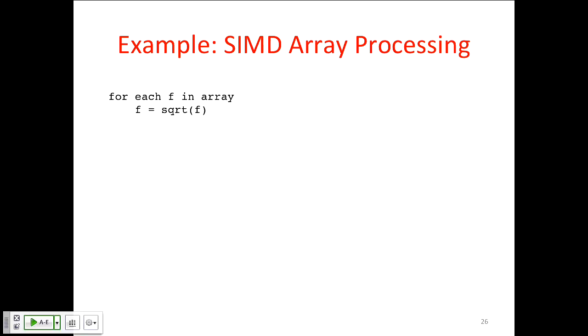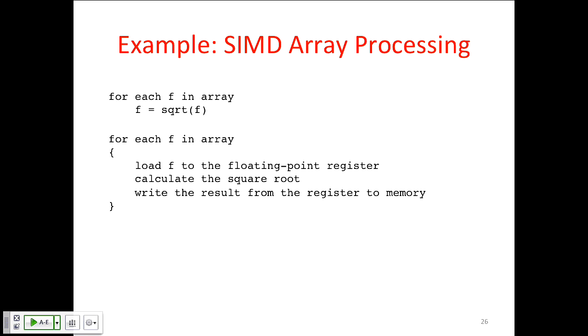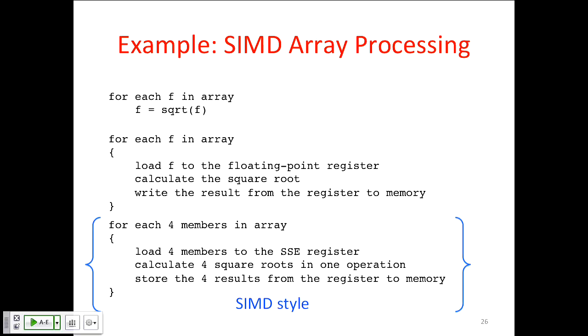So let's take a look at some simple operation you want to do. Say you want to take the square root of every element of an array. So this is kind of the pseudocode view of it. This is expanding that pseudocode a little bit. But what we need to do this is to load f to a register, calculate the square root, and write the result from the register back to memory. If we want to do this in SIMD style, what we want to do now is load 4 elements from memory to registers, do 4 square roots at once, and write 4 elements back to memory in one go. Okay.